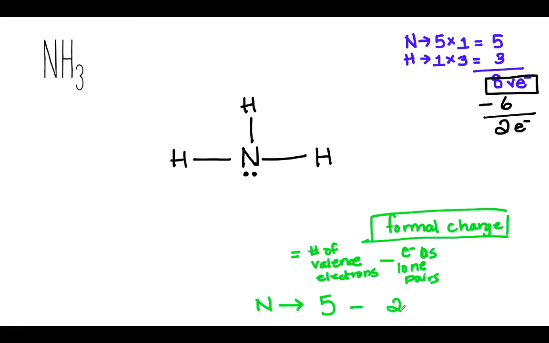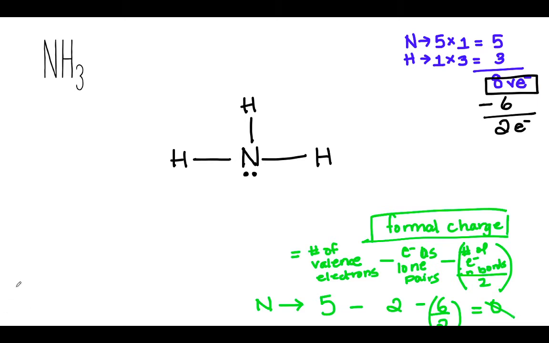So you're subtracting 5 minus 2. And then you have to take into account the number of electrons in bonds divided by 2. So in this case, I've got 1, 2, 3, 4, 5, 6 electrons in bonds, divided by 2, which is 3. So if I take a look at my formal charge, 5 minus 2 minus 3 is going to give me 0. So that tells me that nitrogen has a formal charge of 0.